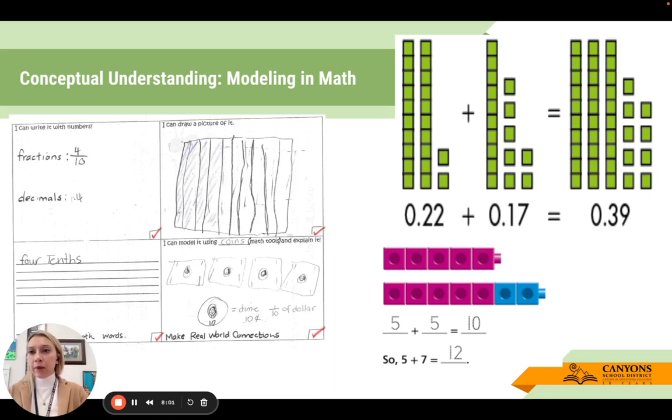So I can write a number with numerals. How would I write it as a fraction and a decimal? Drawing a picture, that's the modeling part of it. Then using our words, and then modeling it in a real-world connection, right? In this case, the student chose to use dimes, or coins, to show that one dime equals 1/10 of a dollar. So I'm really going to encourage you, this is where manipulatives are so important. I see a number of you have things like your ten frames on your board to use. So please don't skip this part, because that is where conceptual understanding is truly built.